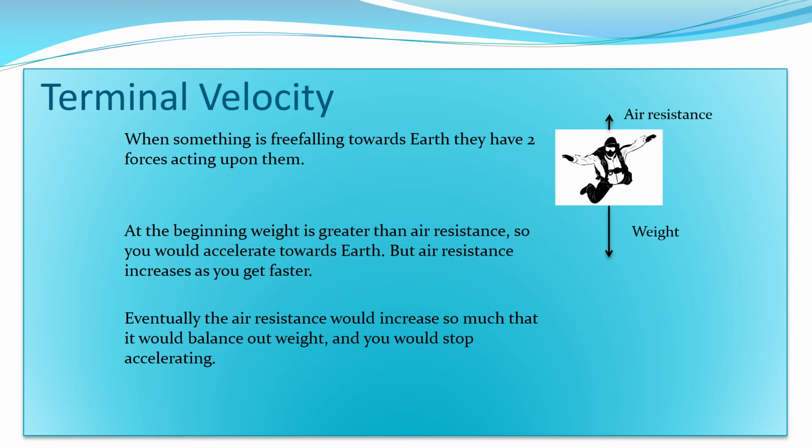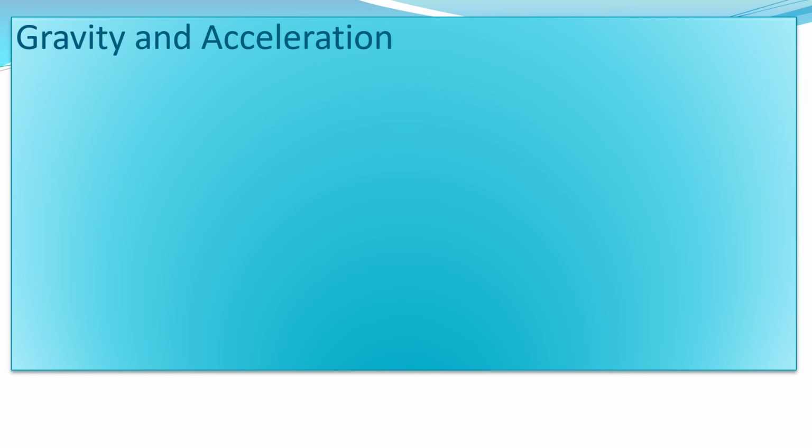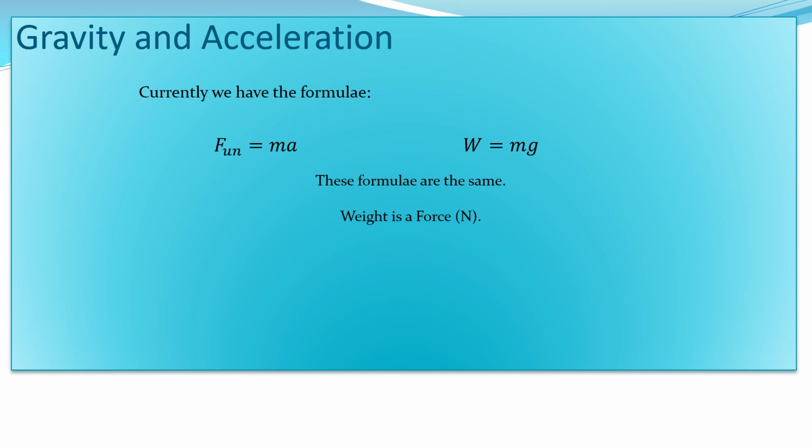Now, this whole thing, terminal velocity, and the last rocket question we looked at, is all because of basically these two equations and the ideas of gravity and acceleration. So we know these two formulas. We know the unbalanced force is equal to the mass times the acceleration. And we know that weight is equal to mass times gravity. But remember, weight is just a force. These two formulas are exactly the same thing because weight is just a force.